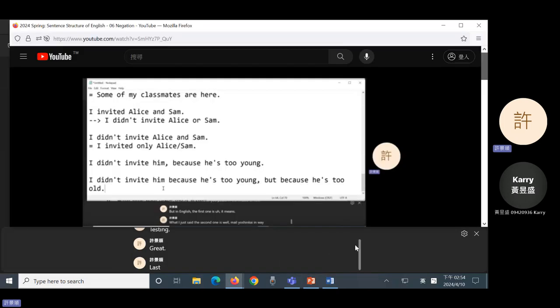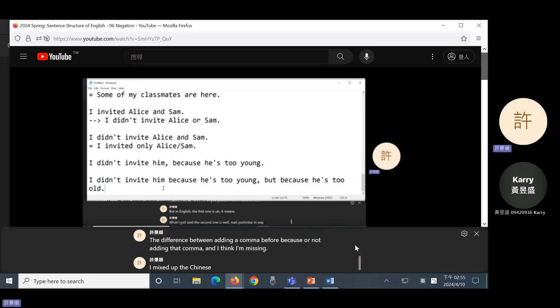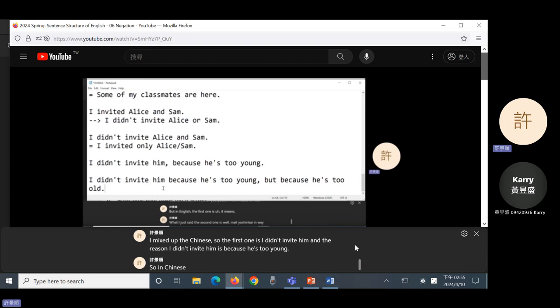Last time we talked about negation, and I was trying to explain this sentence, the difference between adding a comma before because or not adding that comma. And I think I mixed up the Chinese. So the first one is I didn't invite him. And the reason I didn't invite him is because he's too young. So in Chinese, 我没有邀请他因为他太年轻.